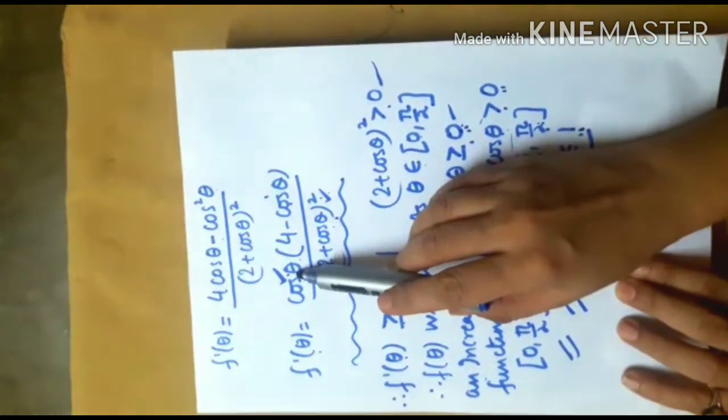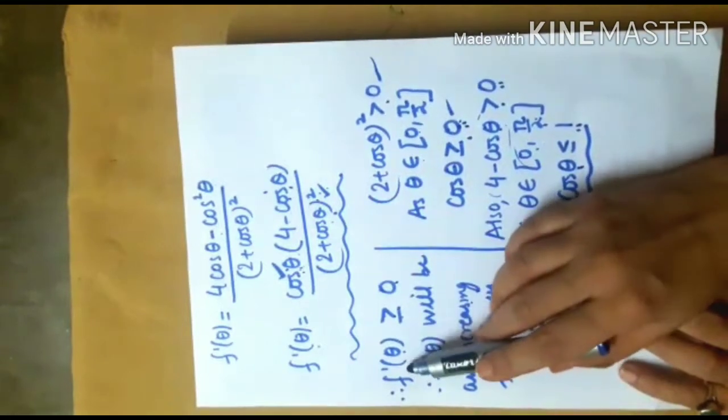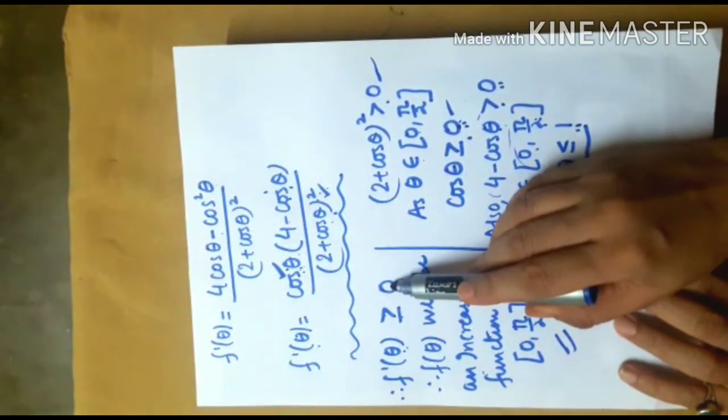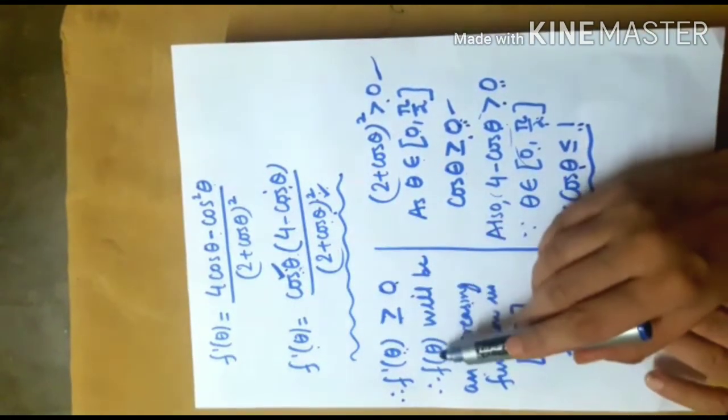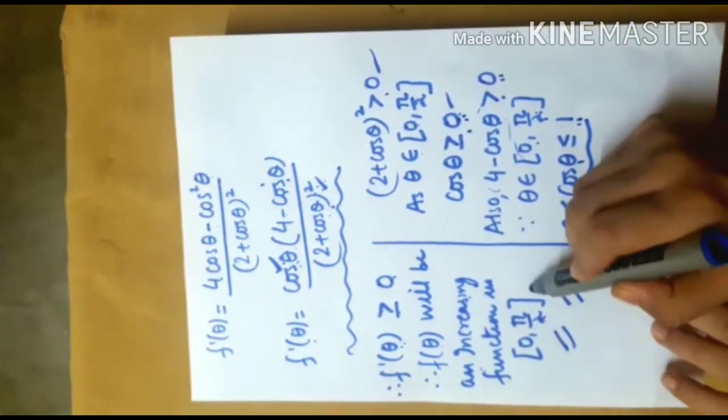So this is non-negative, this is positive, this is positive. So f dash theta will be greater than or equal to 0. So therefore f theta will be an increasing function in this interval.